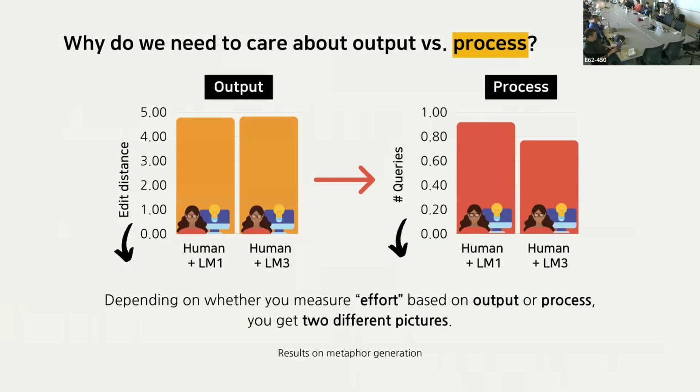Okay, secondly, why do we need to care about output versus process? That's exactly what Shannon asked. There are many different ways to approximate the human effort that goes into doing a task with the assistance of AI. You can define it based on the final output of the interaction, but you can also define it based on the process. We see that if you define it based on the process, it better matches what we can see from the user survey responses.